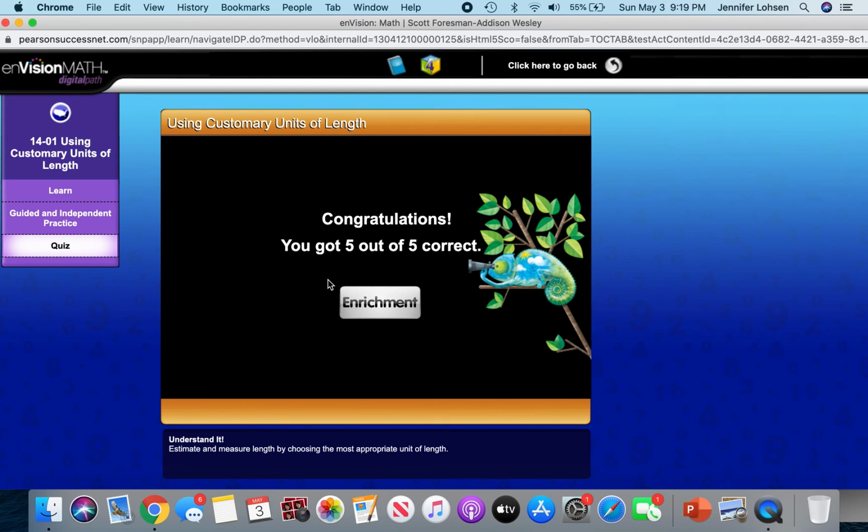In addition to finishing your P page today, what I want for you to do is find an object somewhere in your house. It could be any object that you want, and I want you to snap a photo of it and then tell me what customary unit of length you would use to measure that object. So for example, I have my yoga mat. And the most appropriate unit I would use to measure the length of my yoga mat would be feet. I'm not going to measure it in inches because that would take me too long. And I'm not going to measure it in yards because I would not get as accurate of a reading.